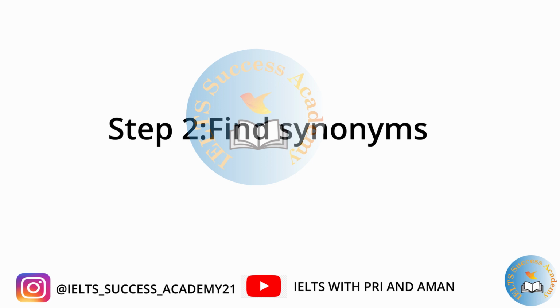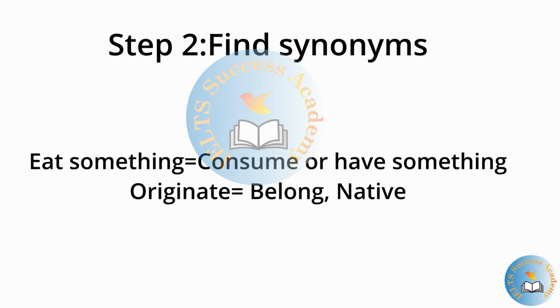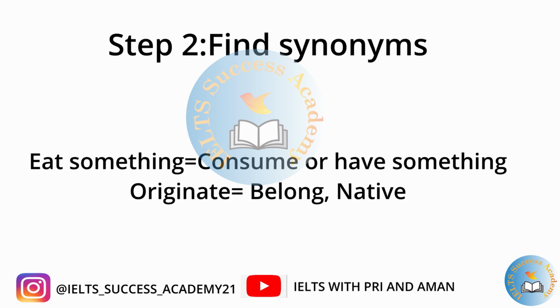and try to look for those in the passage, because there is a high chance that the same word that is given in the question will not be given in the passage. So we can have eaten, whereas in the passage the word can be consumed or ate or had. Or say for example in the question we can have originate, whereas in the text you can have words like belong to some place or native to some place. So it is very rare to find exact words or exactly similar words in the question and passage. So we need to look for those synonyms.